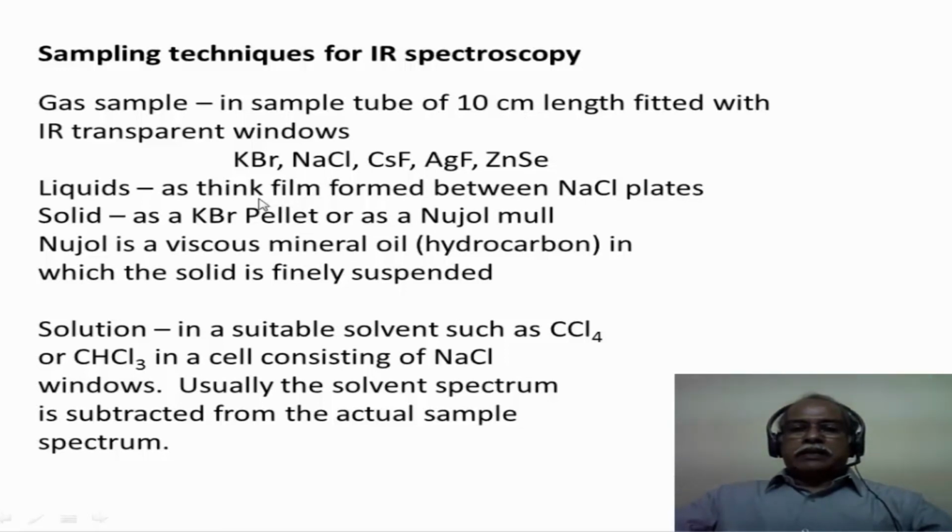Liquids can be measured as they are, as a thin film. A drop is cast as a thin film between sodium chloride plates, and the sodium chloride plate essentially acts as the transparent window for the infrared radiation. Or the solid can be made into the form of a pellet by mixing the sample with potassium bromide. Less than 1% of the sample is mixed with the potassium bromide, crushed into a fine powder, and made into a pellet in a compressing machine, and that can be used as it is in the infrared spectrometer.